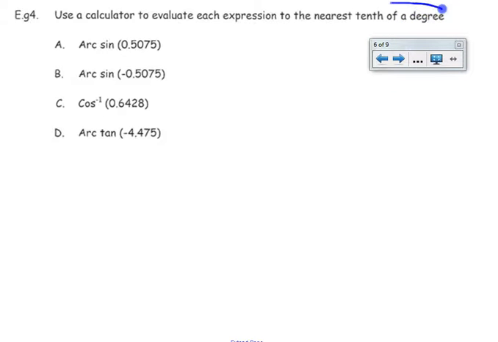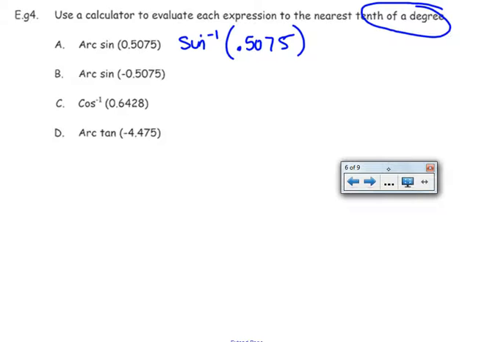Now, careful, this time they want it in degrees, so make sure your mode is in degrees, please. And arcsine, remember, just means inverse sine of 0.5075. And I think these come out, I mean, they're not beautiful, but they're okay. If you're in the wrong mode, it'll be really weird. I got 30.5 degrees because it says to the nearest tenth of a degree.